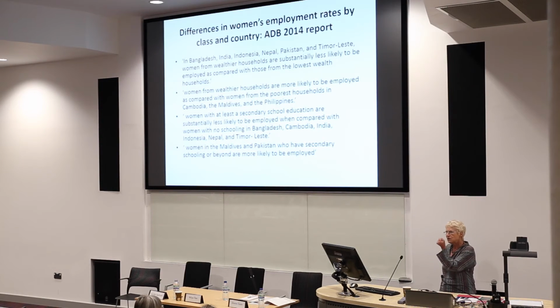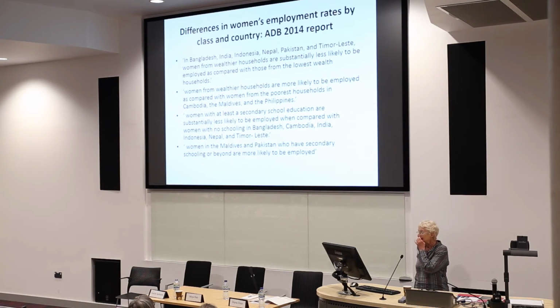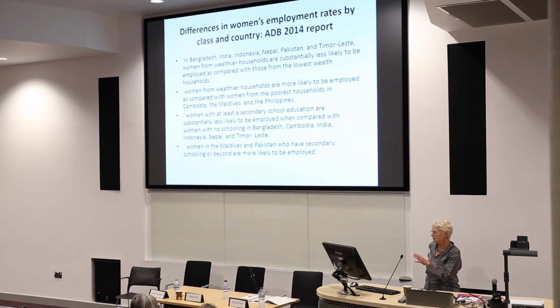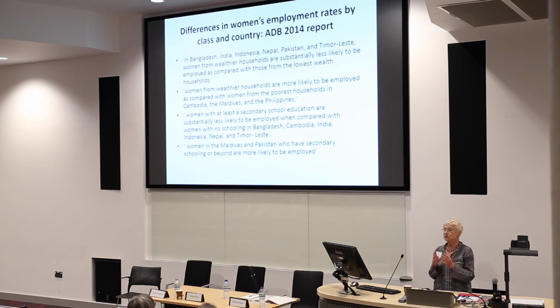So this is an attempt, if you like, to look at some intersections of class and gender by looking at the employment rates of women according to, in this case, the wealth quintiles they were from. Similarly with education, the women with at least a secondary school education are substantially less likely to be employed when compared with women with no schooling in a group of countries, Bangladesh, Cambodia, India, Indonesia, Nepal and Timor-Leste, whereas women in the Maldives and Philippines who have secondary schooling or beyond are more likely to be employed. And I think that's teasing out some issues about the differences between women, which we also need to bear in mind.